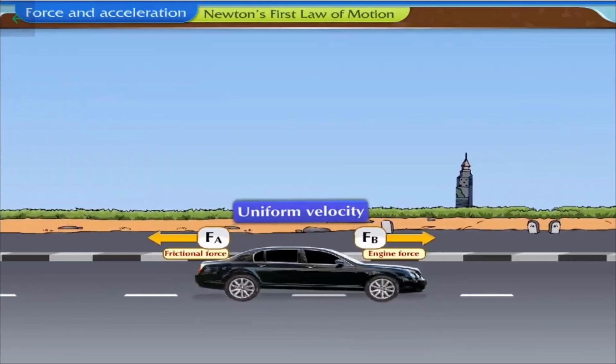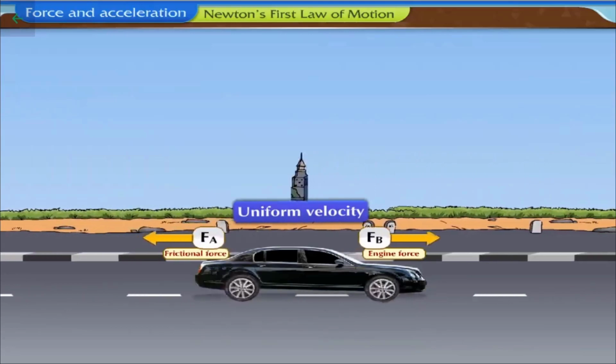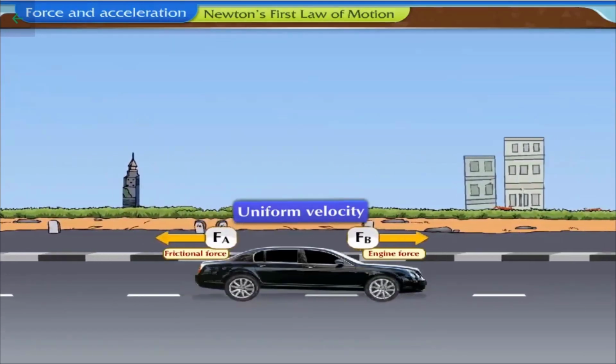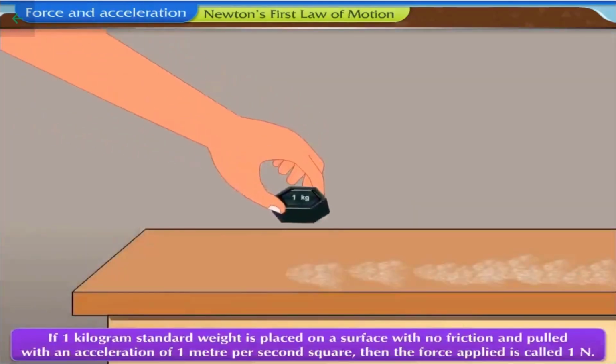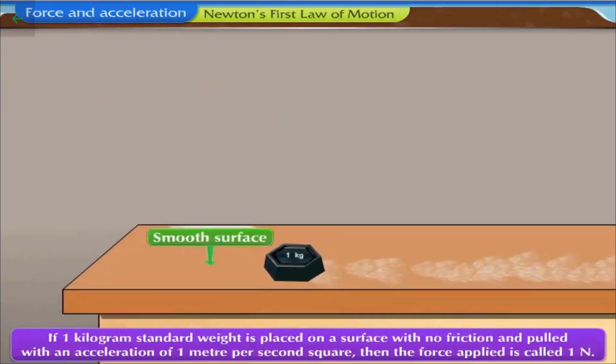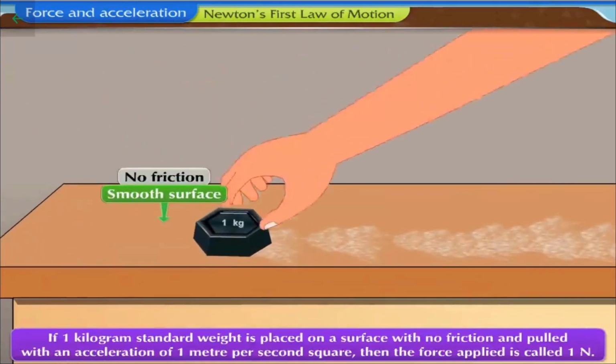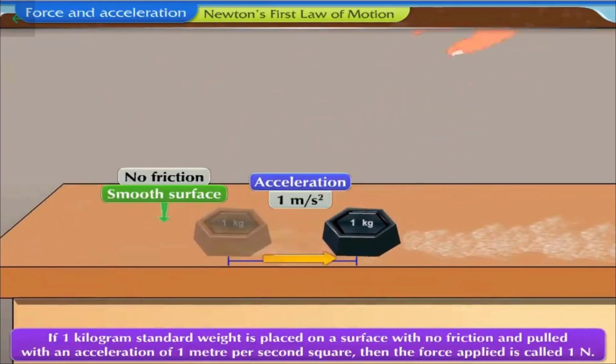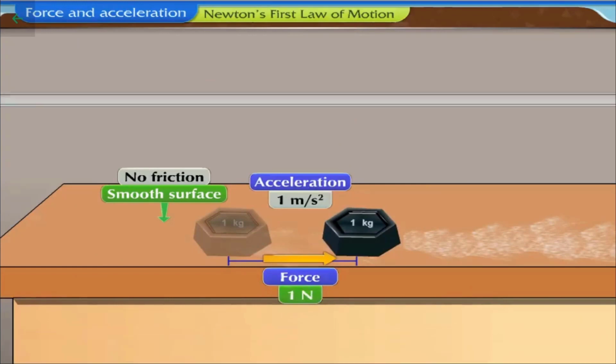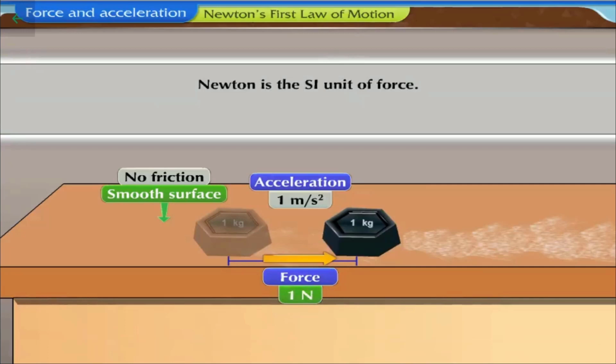After understanding about force and acceleration, let us now define the unit of force. If a 1 kilogram standard weight is placed on a surface with no friction and pulled with an acceleration of 1 meter per second square, then the force applied is called 1 N or 1 Newton. Newton is the SI unit of force. 1 Newton is equal to 1 kilogram meter per second square.